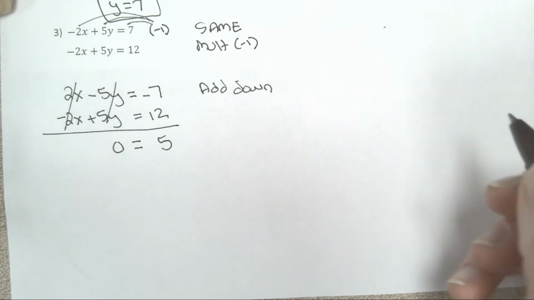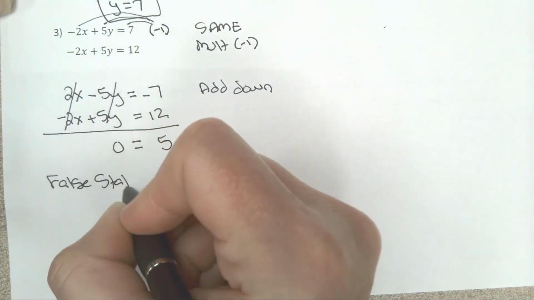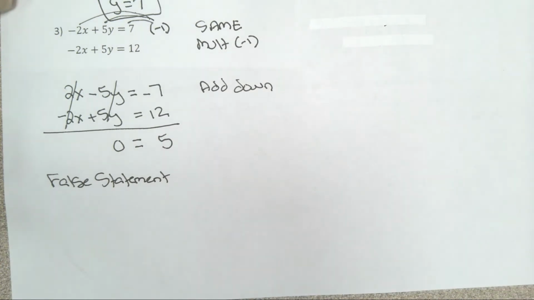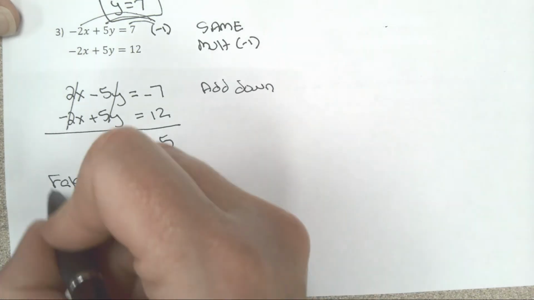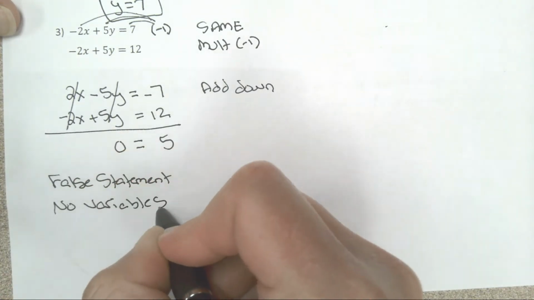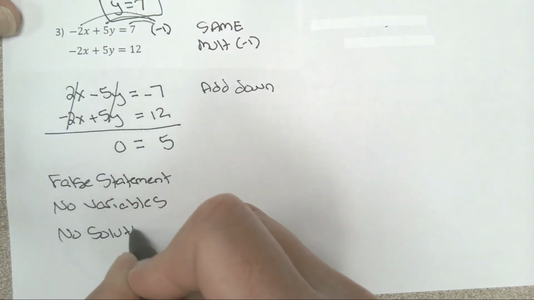All right, so 0 equals 5 is a false statement. This part is the same as what we did on substitution. So if you have a false statement and no variables, all the variables ended up canceling out, this one is no solution.